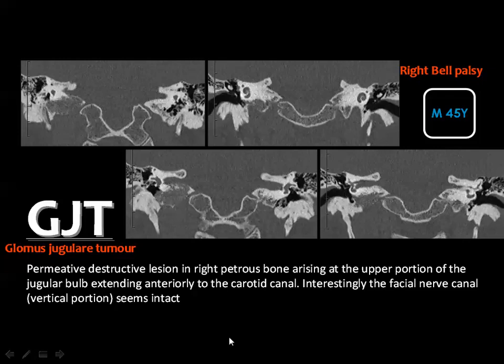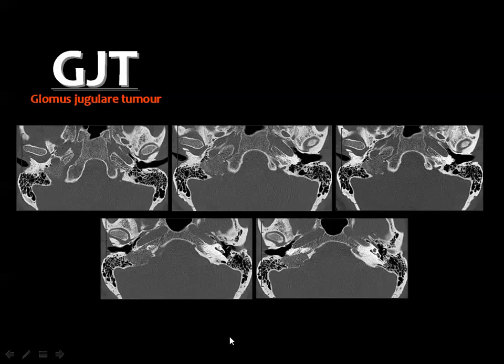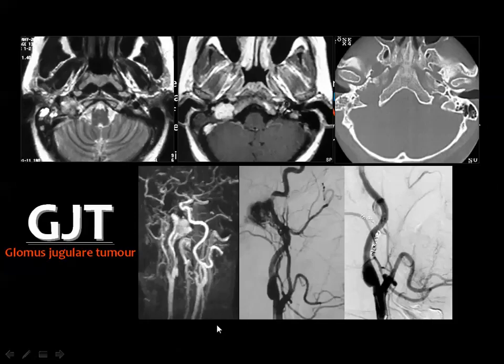of a glomus tumor. And this is a good example of a glomus jugular tumor centered to the region of the jugular fossa with erosive changes of the related bones. And you can easily appreciate the intimate relation of the tumor to the middle ear cavity.